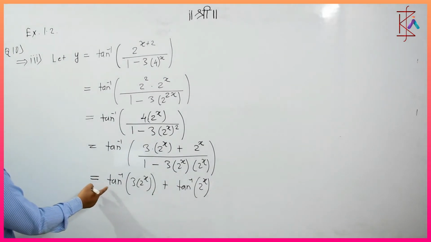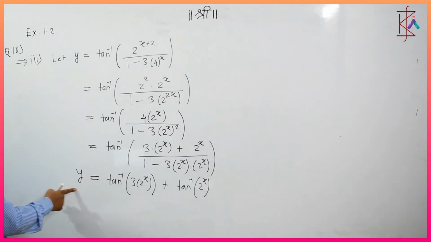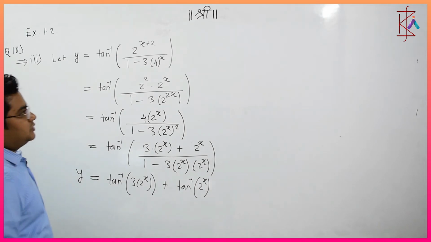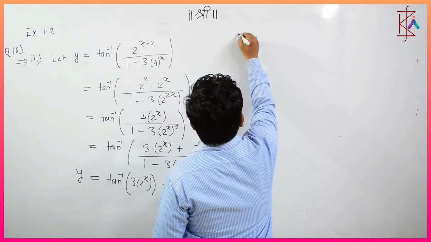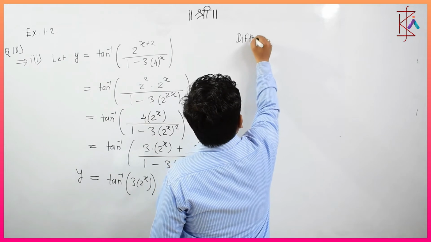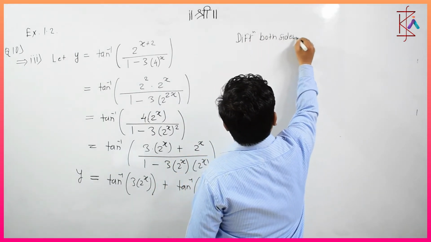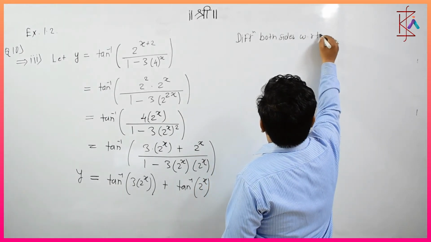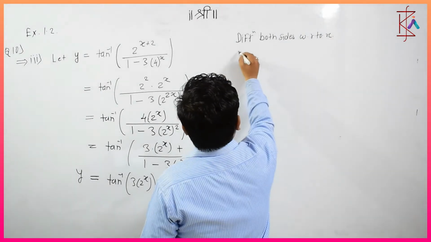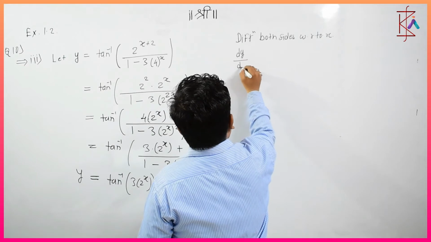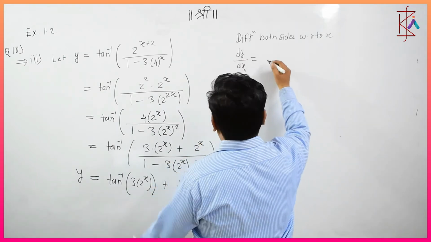So we need to find the derivative of this. This is the simplified form. So y is equal to this tan inverse expression. Differentiating both sides with respect to x, dy upon dx is equal to what happens to this?